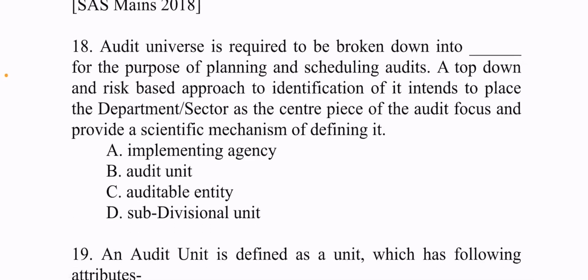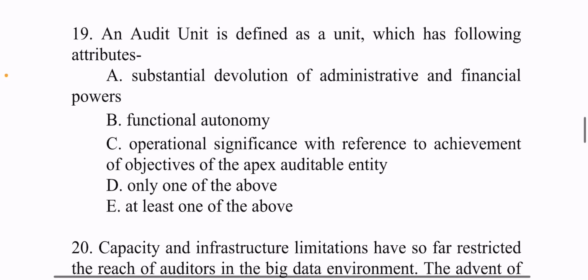The audit universe is required to be broken down, for the purpose of planning and scheduling audits, using a top-down and risk-based approach to identification of its units, to place the department sector as the centerpiece of audit focus and provide a scientific mechanism of defining it. Answer B. Audit unit. An audit unit is defined as a unit which has the following attributes. E. At least one of the above.